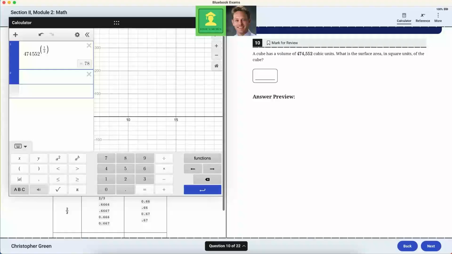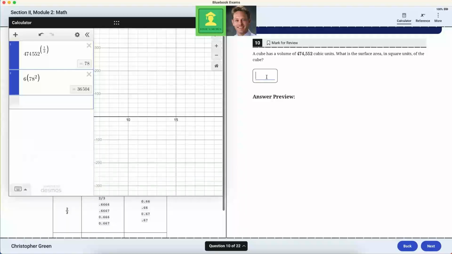Now, what is the surface area of a cube? It's 6 square faces, and the area of each face is the edge of the cube to the 2nd power because it's a square. So effectively, it's 6 of 78 to the 2nd power. That is the answer, 36,504.